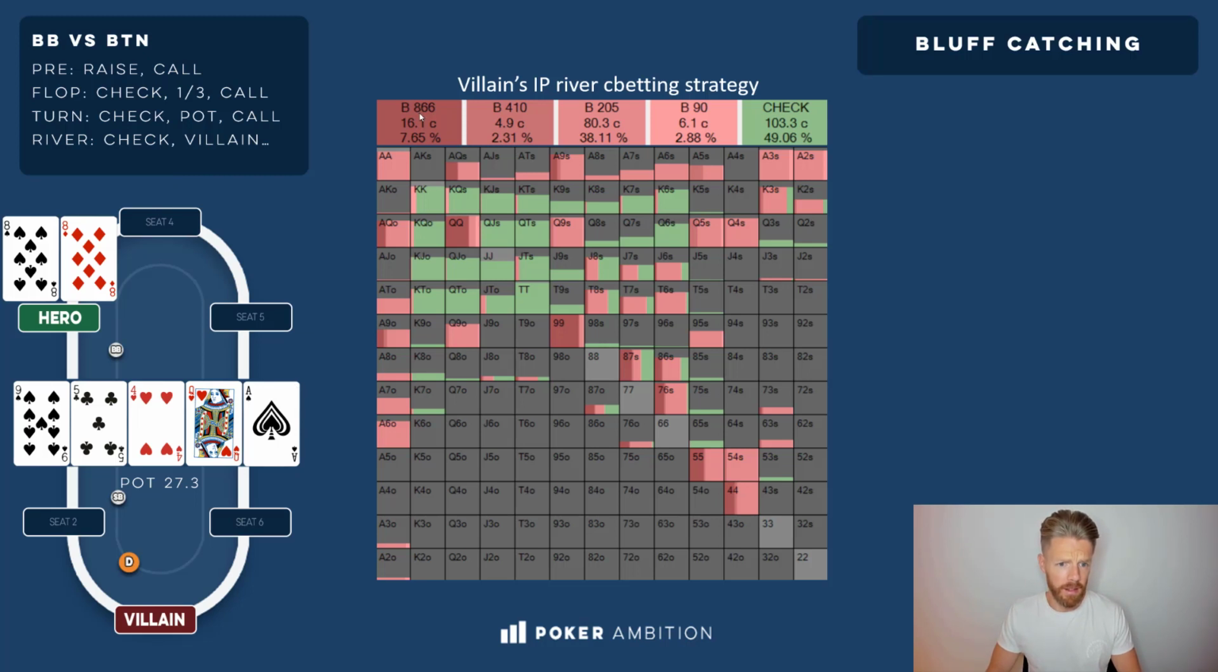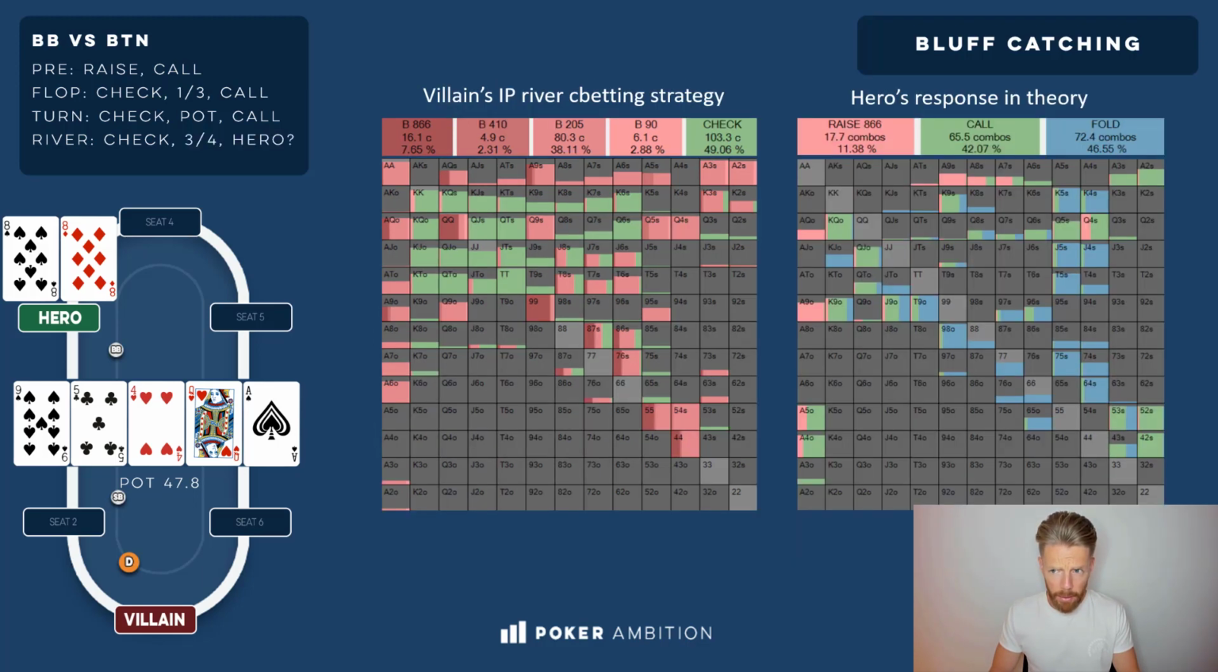Because this is 86 big blinds in a pot of 27 big blinds, which is quite a big bet. The guy is definitely not afraid to put his money in, but then again, it's a computer, it doesn't know any fear. So checks around 49%, so we have roughly a 50% betting frequency here in theory. If we then look at our response, pocket eights, clearly a fold.